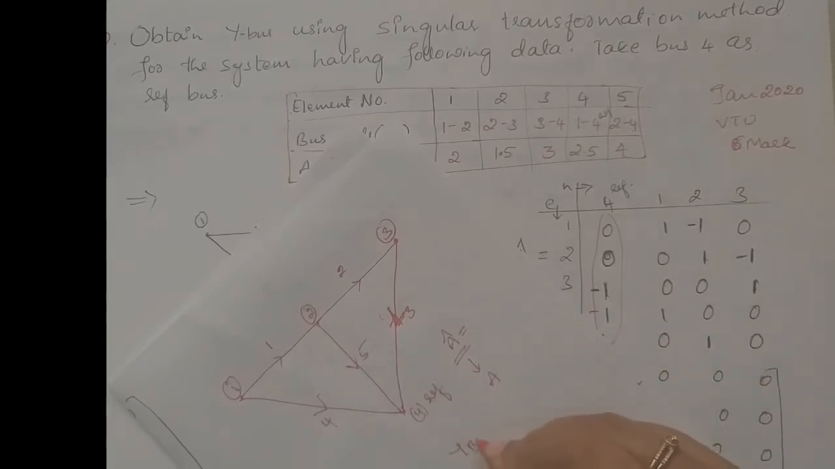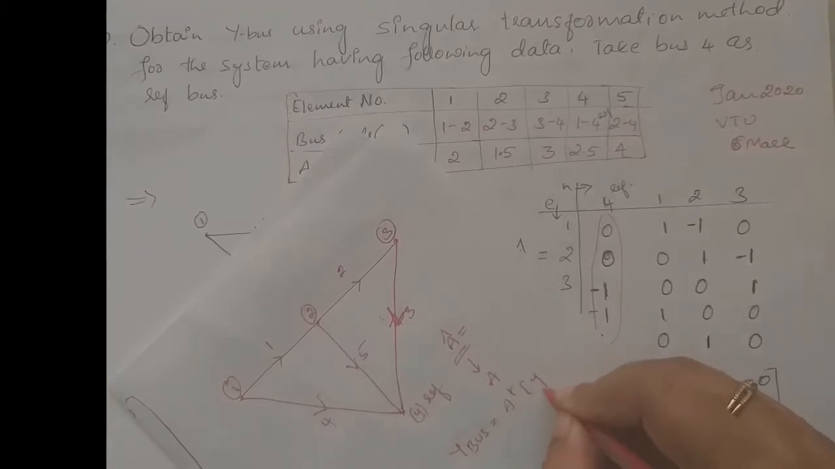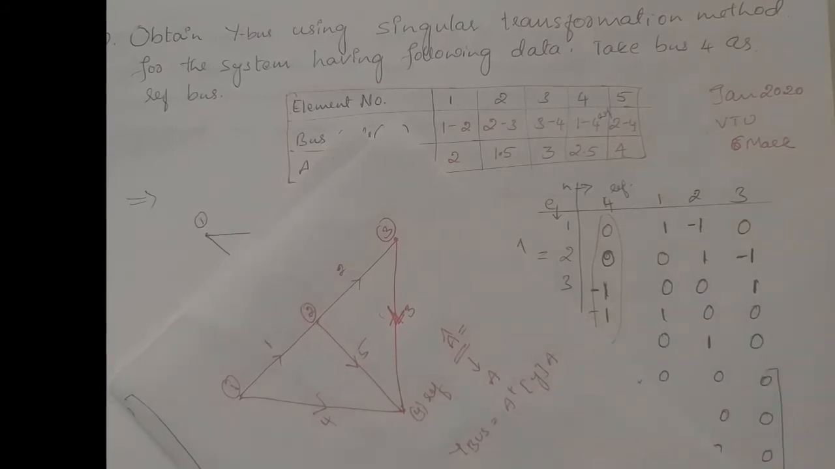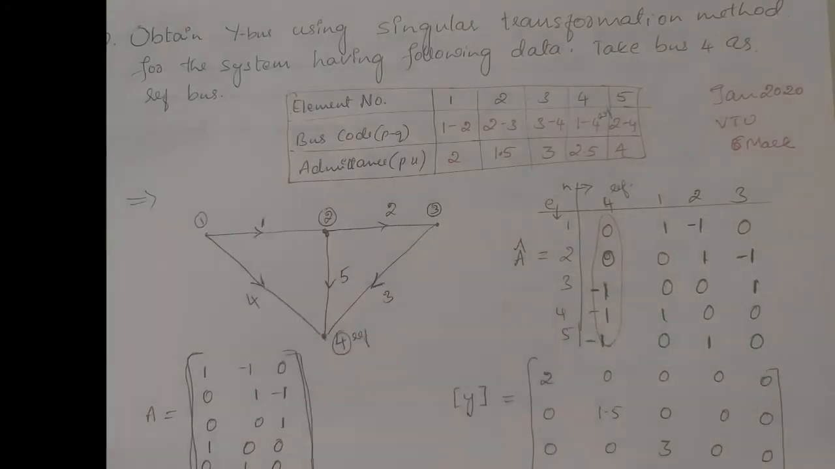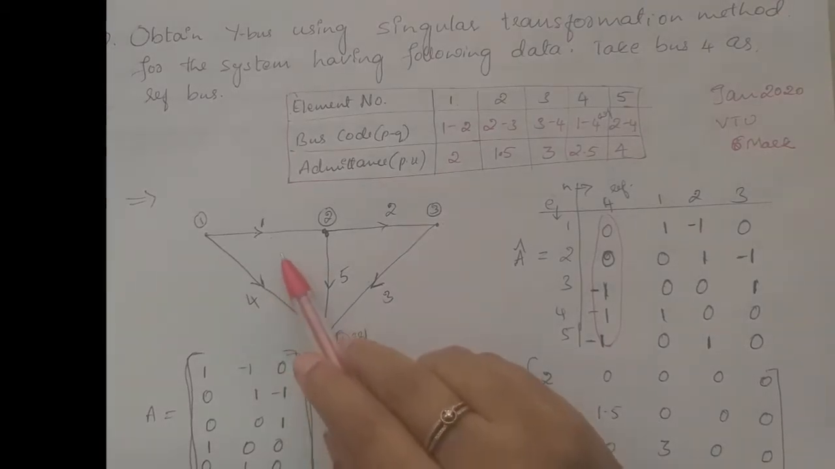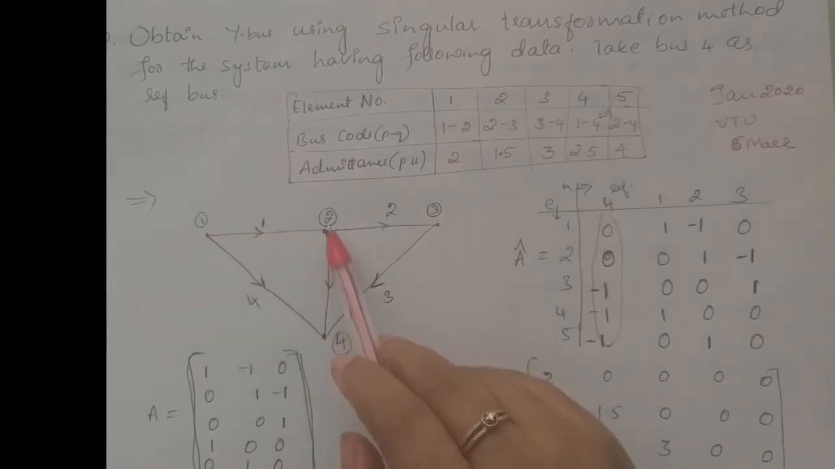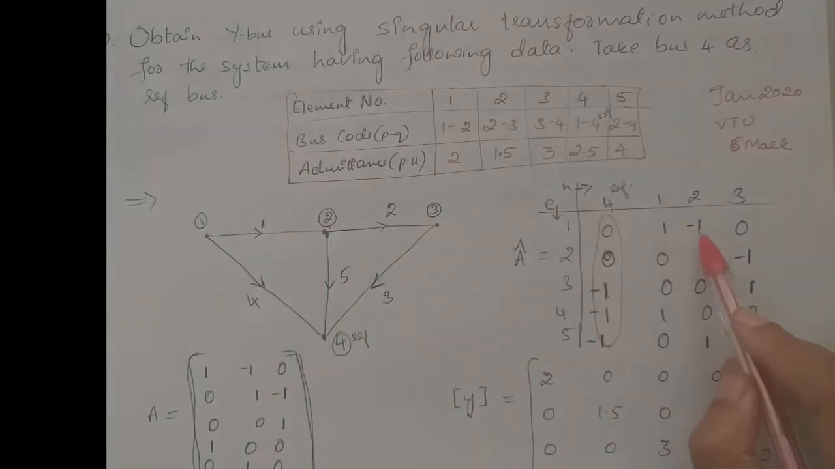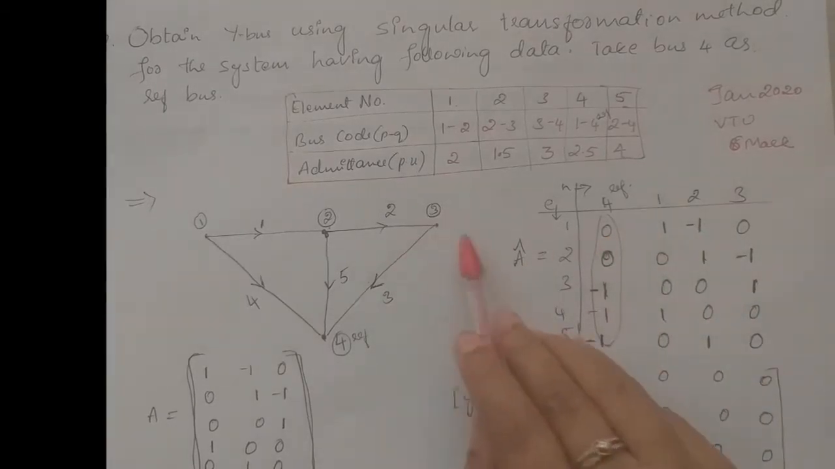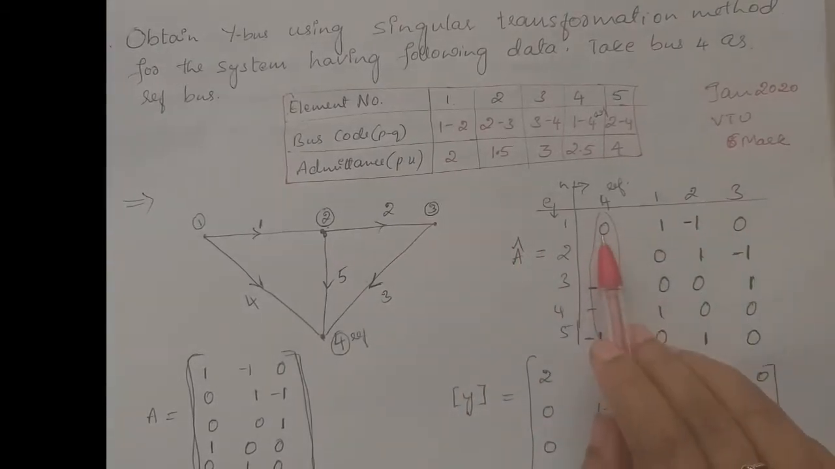Finally, we are going to form the Y bus using singular transformation method using this formula, A transpose Y matrix into A. So we have to get A cap first. So how do we get A cap? So look at the oriented graph here. In oriented graph, the first element is incident to node 1 and node 2. It is not incident to node 3 or node 4. So take it as 0.